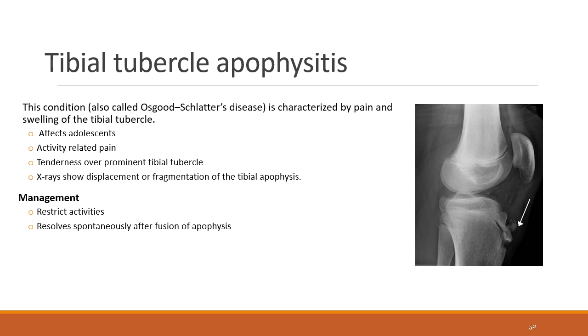The management is usually conservative by restricting activities that cause the pain until the apophysis is fused back onto the tibia around 16 to 17 years of age.